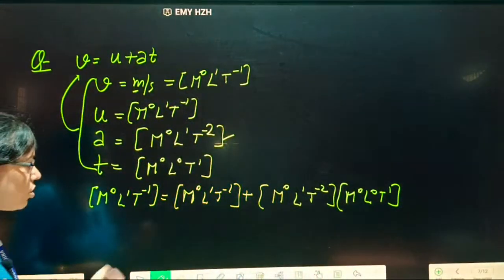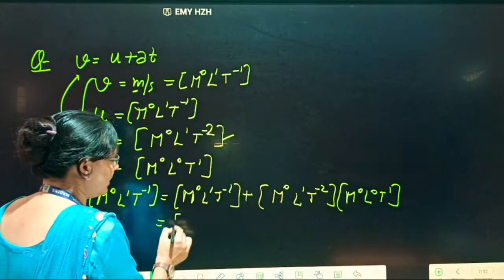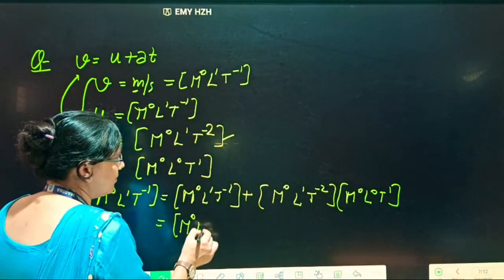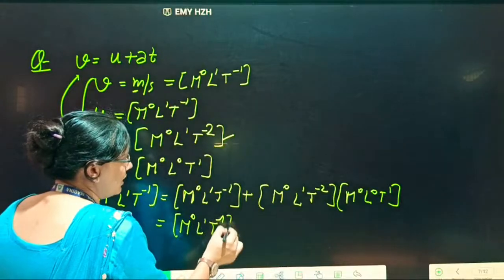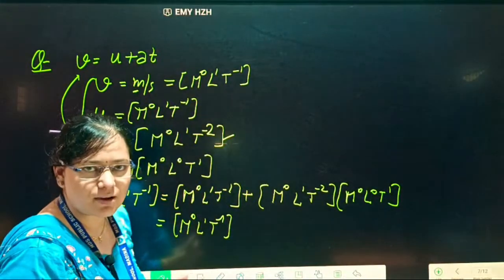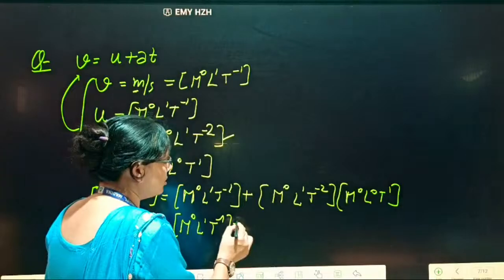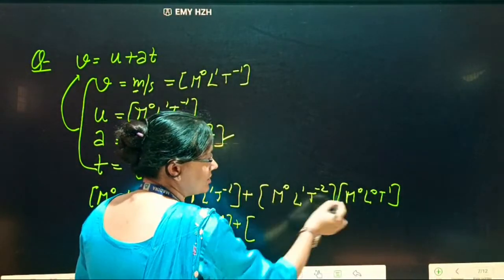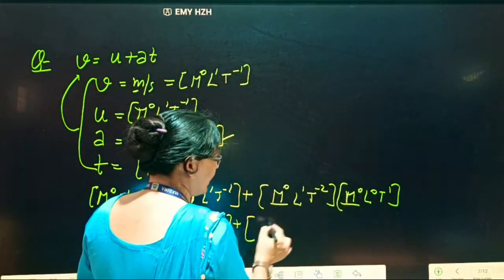Okay, now solve this one. How can we solve this equation, beta? If the base is the same, then the powers will add. Yes or no? If the base is the same, then we can subtract the powers, we can add the powers. Now in this one, here in multiplication, check here, the base is the same, so the powers we can add.